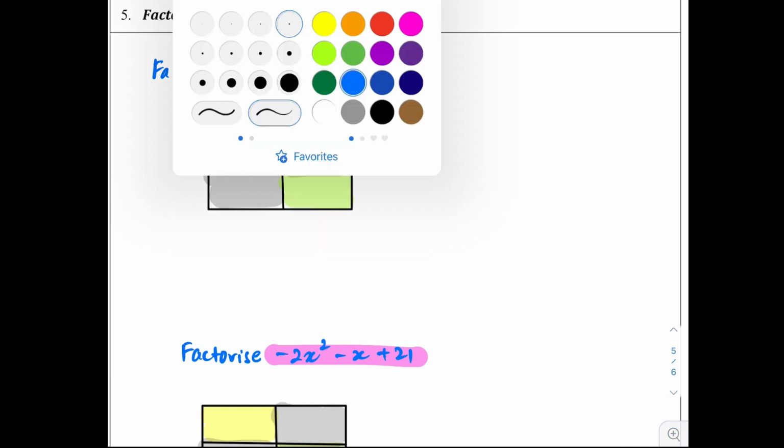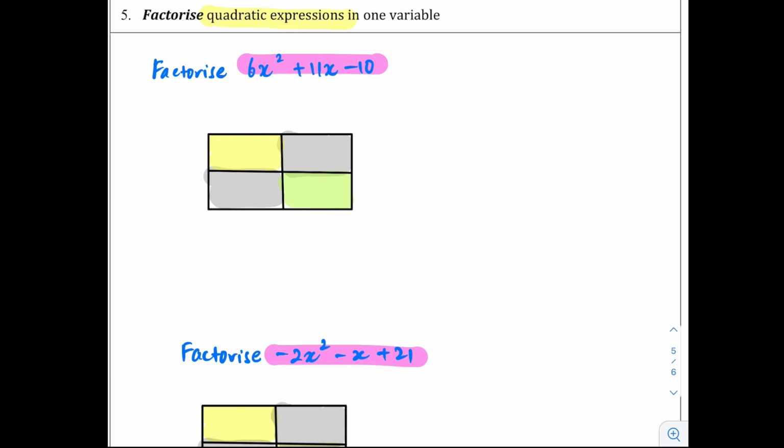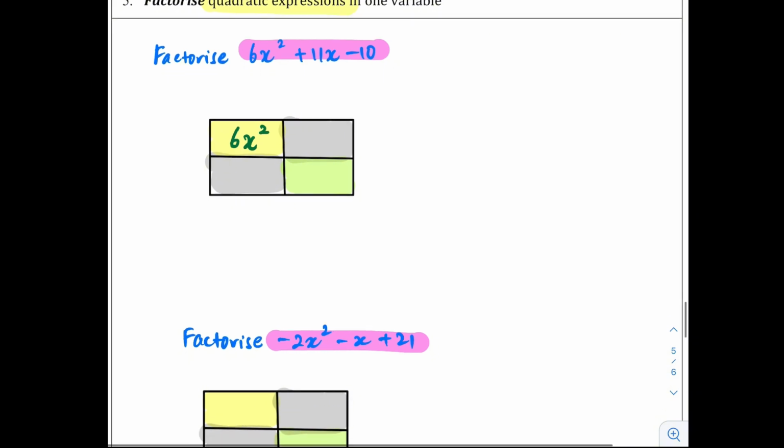So we need to start by putting our x squared term into the yellow box. So 6x squared goes into the yellow box, and the constant term, which is negative 10, will go into the green box. We need to get 11x as a sum for both the gray boxes. So let's try to guess what our factors are.